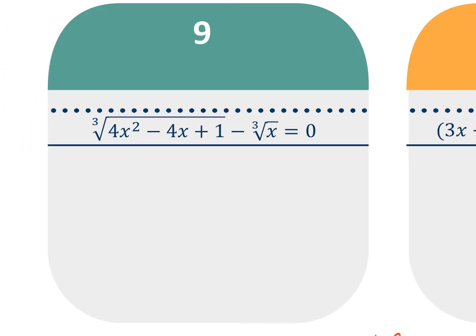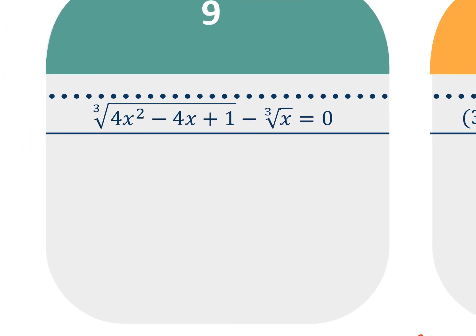So the steps are still the same. I need to isolate the radical. Move this radical, this cube root, to the other side.